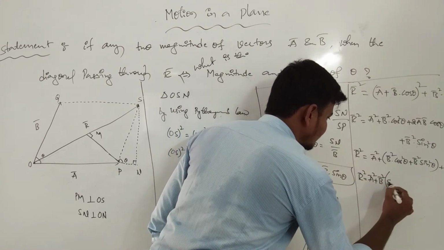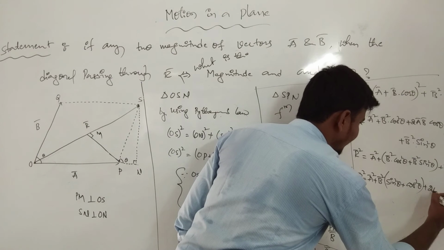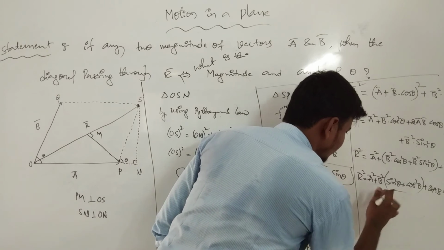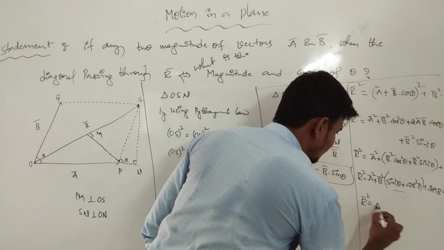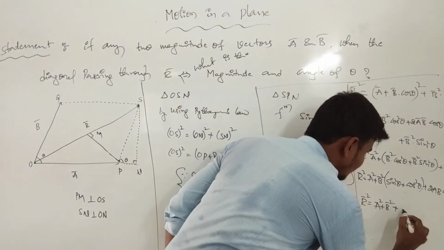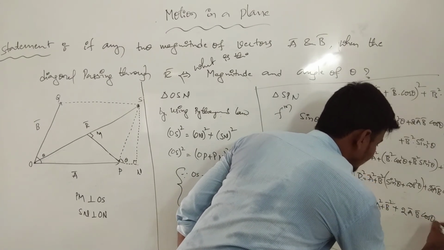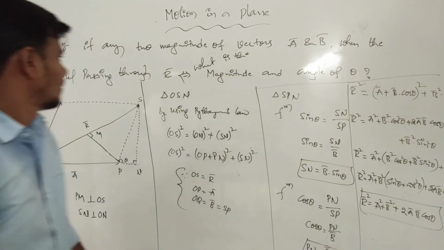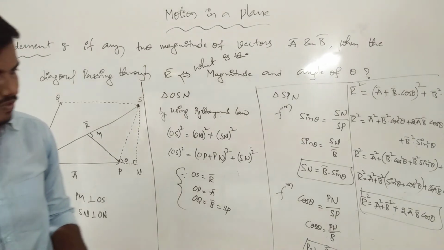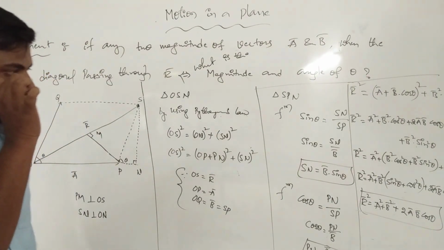Now R bar square is equal to A bar square plus B bar square, where B bar square is the common factor. Sin square theta plus cos square theta is equal to how much? 1. Plus 2AB cos theta. Now this one is always 1. So R bar square is equal to A bar square plus B bar square plus 2 A bar B bar cos theta. This is the magnitude of the resultant. This is the representation we use to introduce the magnitude of each position.